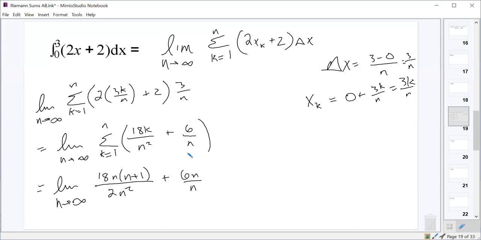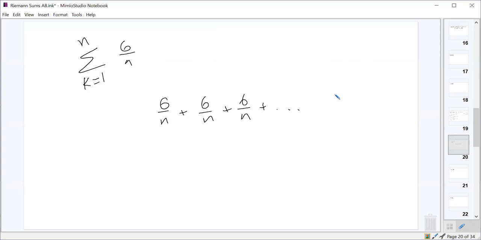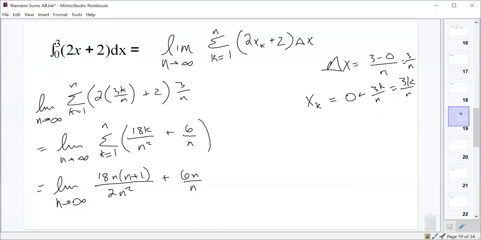Wait, why is it 6n over n? So we're summing together a bunch of 6 over n's. Oh, I see. Okay. I'm going to write it out just in case anybody else is confused. If I'm summing together 6 over n, I'm summing 6 over n plus 6 over n plus 6 over n, n times. So that would be 6 over n times n. Everybody good with that now?